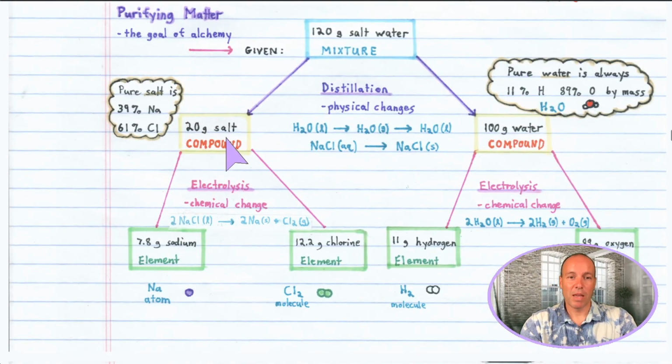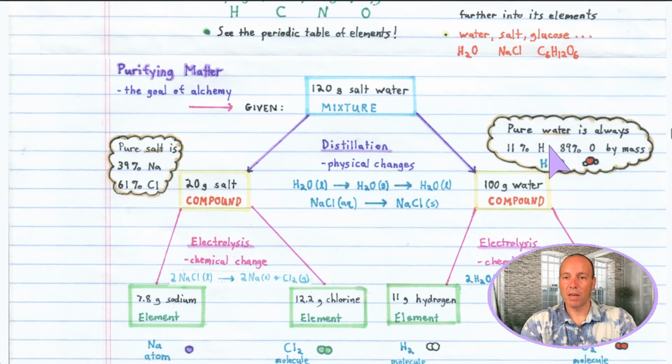Salt is a combination of the elements sodium and chlorine, and the proportions are 39% sodium and 61% chlorine by mass. And water is a combination of the elements hydrogen and oxygen. 11% of water's mass is hydrogen and 89% of water's mass is oxygen.